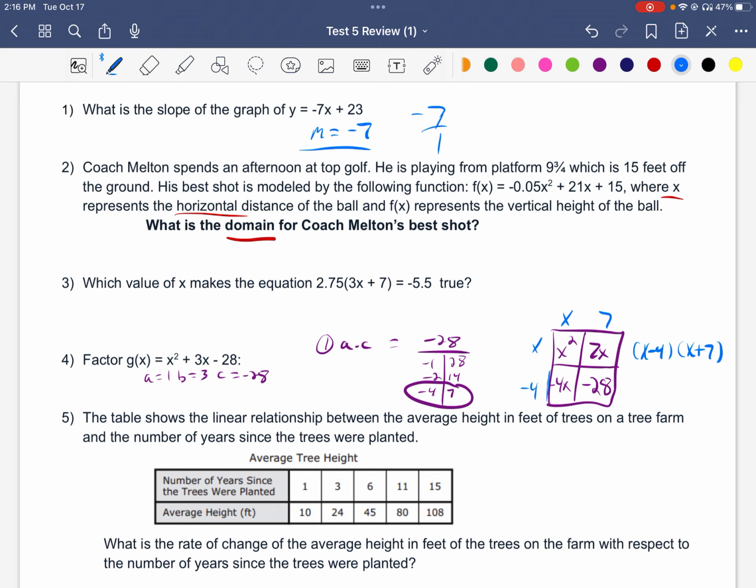If I multiply x minus 4 and x plus 7, I'm going to get back to my original x squared plus 3x minus 28.